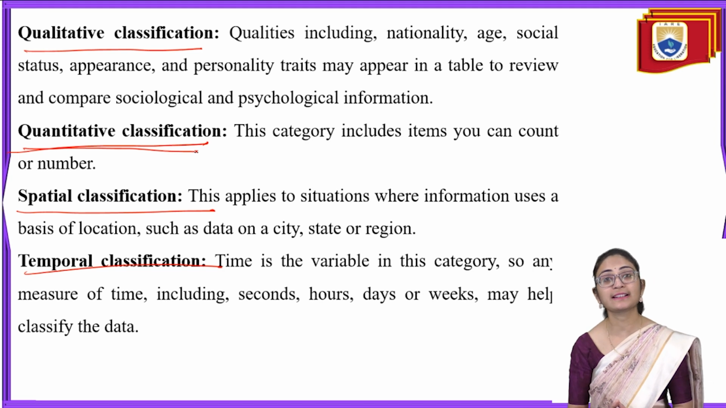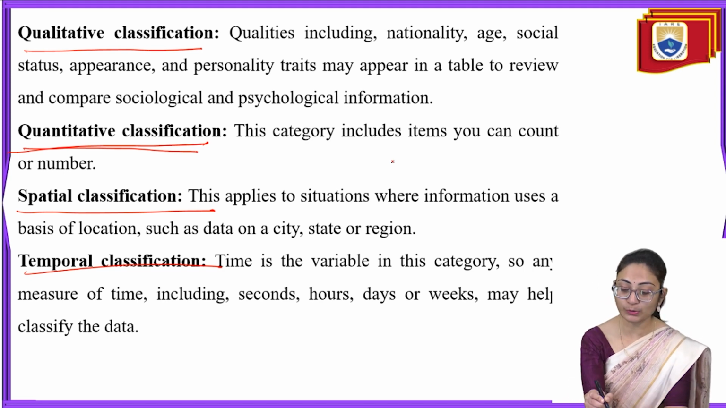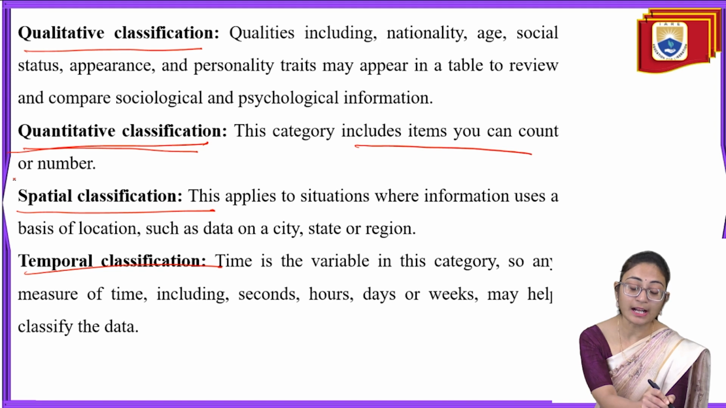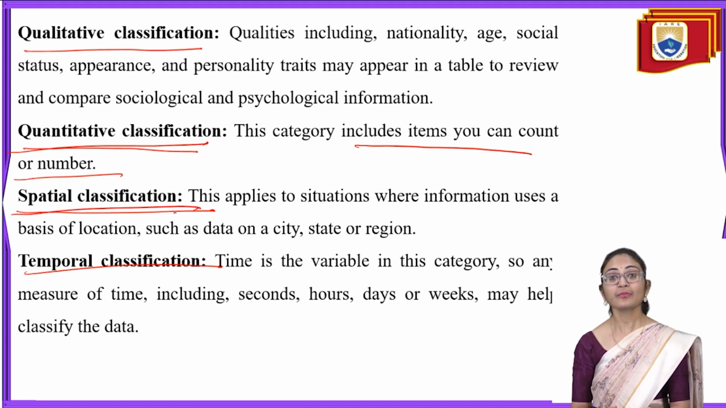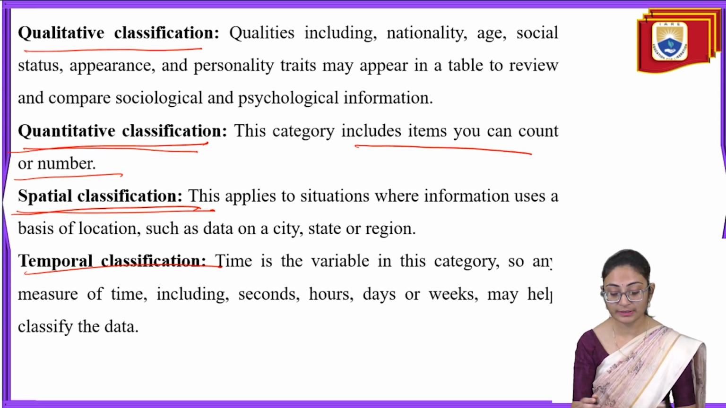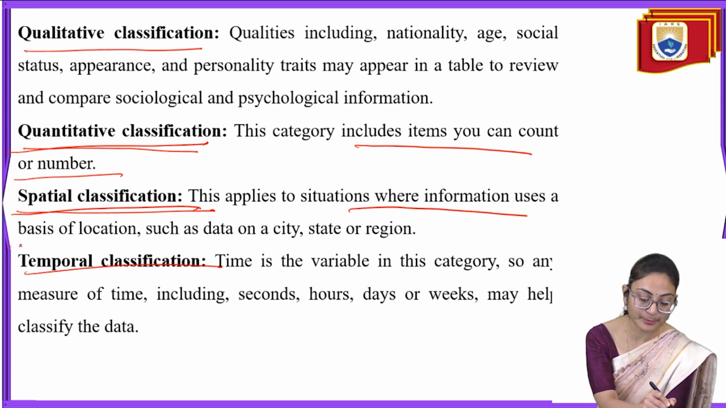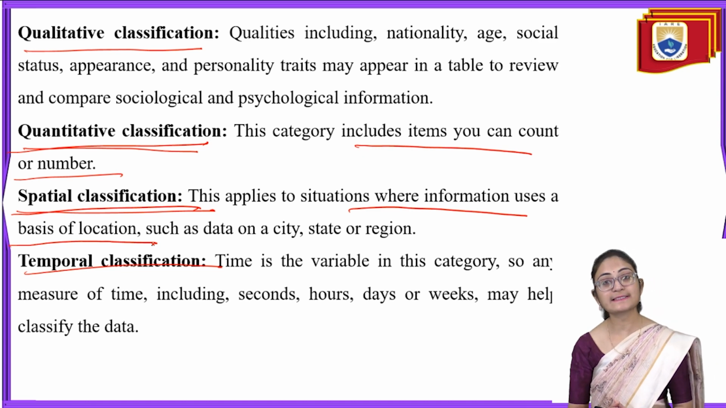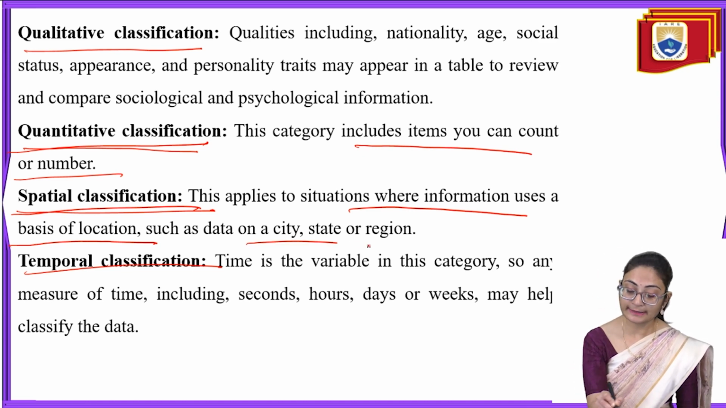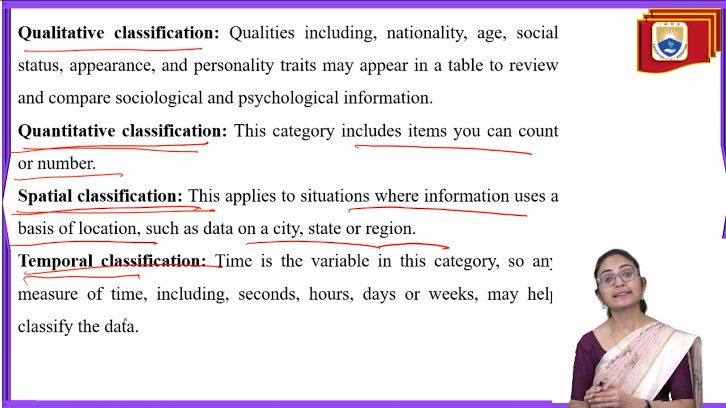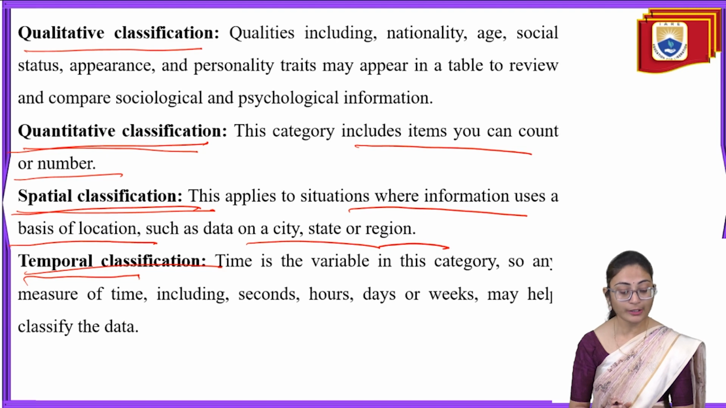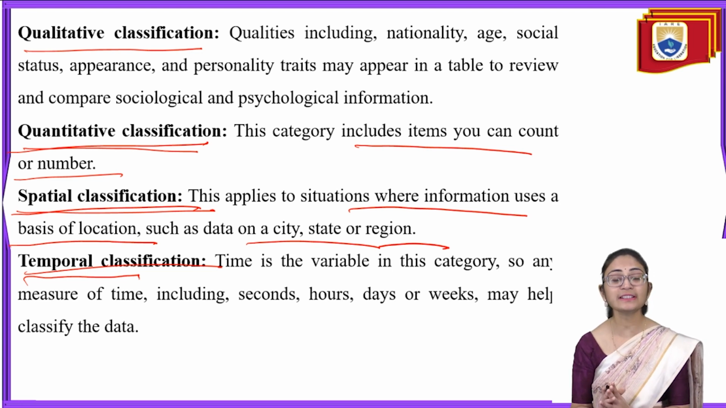Then quantitative classification. The category includes items you can count or number. Then spatial classification. This applies to situations where information uses a basis of location, such as data on a city, state or region. Then temporal classification. Time is the variable in this category. So any measure of time including seconds, hours, days or weeks may help classify the data.